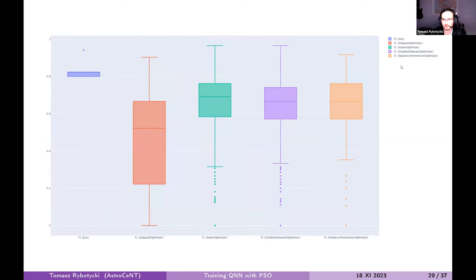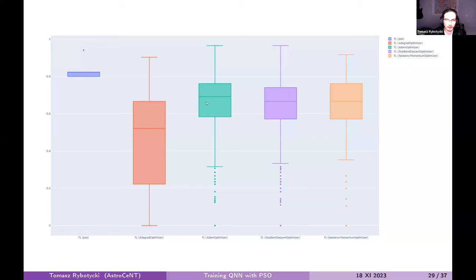So take a look at this. What we have here is F1 score for all the PSO, Adagrad optimizer, Adam optimizer, gradient descent optimizer, and Nesterov momentum optimizer. All of the optimizers here are implemented in PennyLane and used as implemented without the change, but only after the hyperparameter optimization. And the PSO is the metaheuristic from the app.